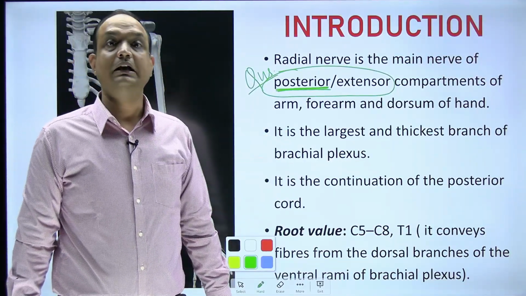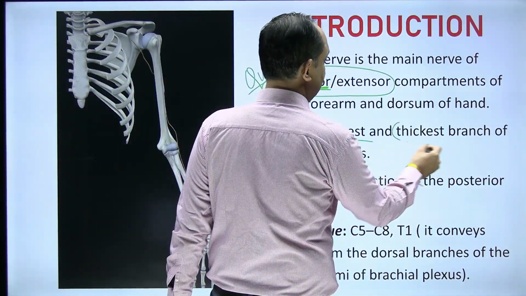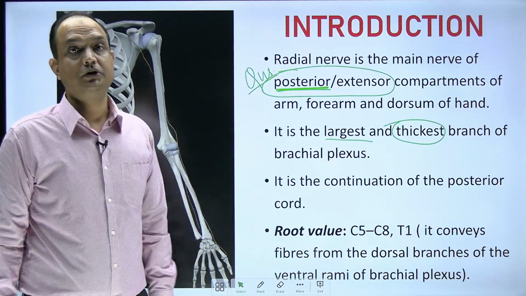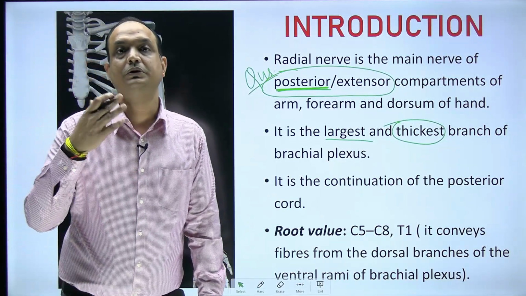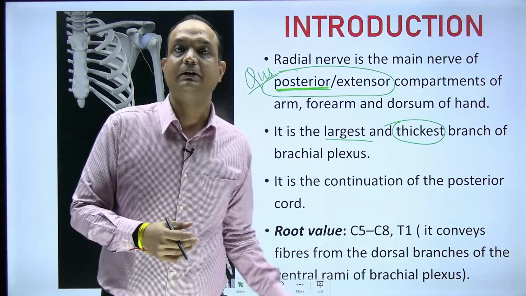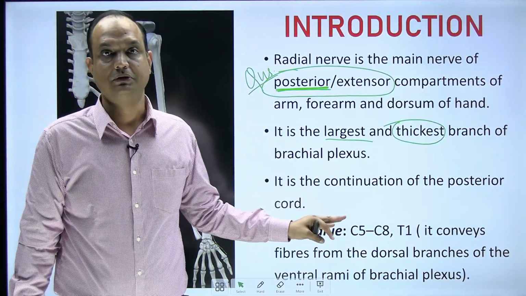So it is the largest and thickest branch of your brachial plexus. It is a continuation of the posterior cord. You know that the posterior cord has two major terminal branches, the axillary nerve and the radial nerve. And the radial nerve is considered a continuation of the posterior cord.